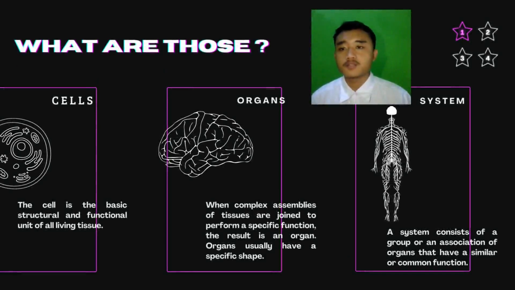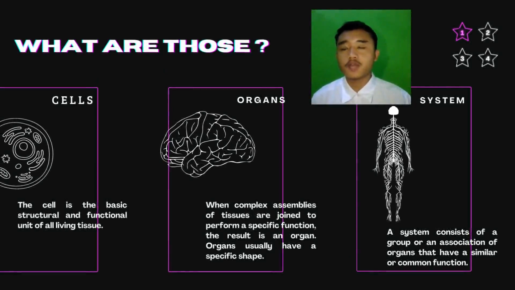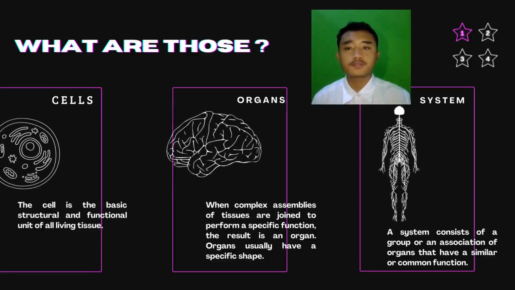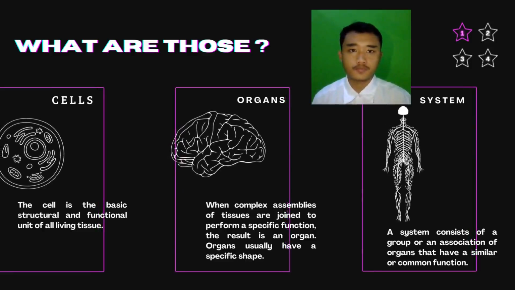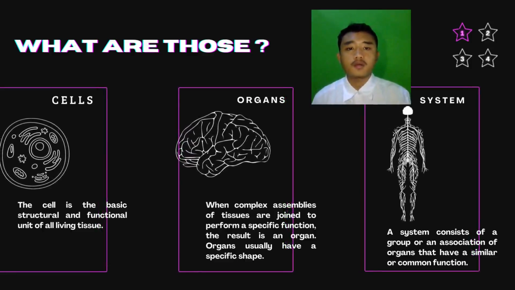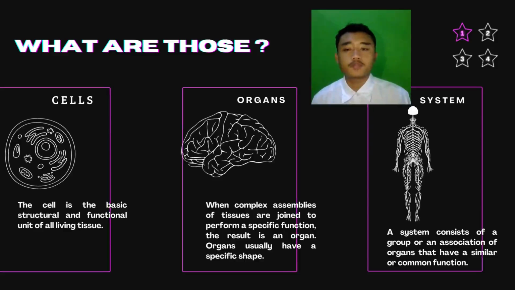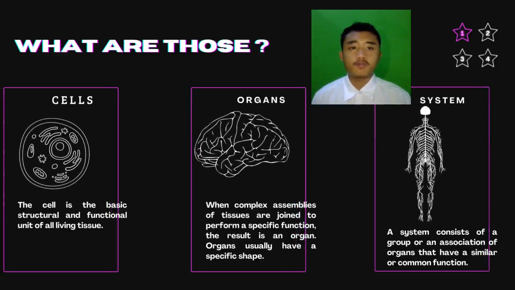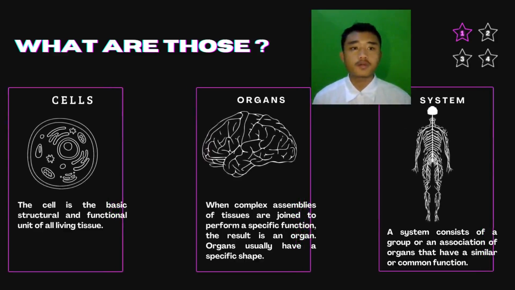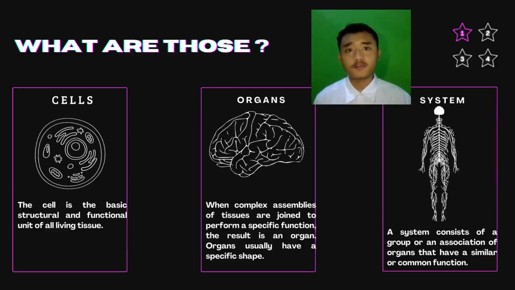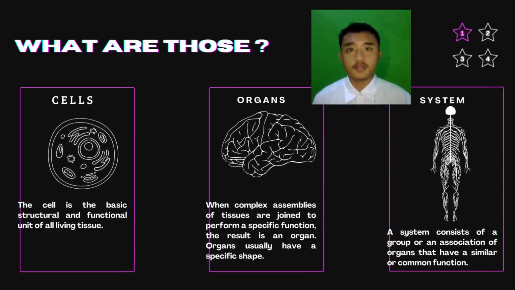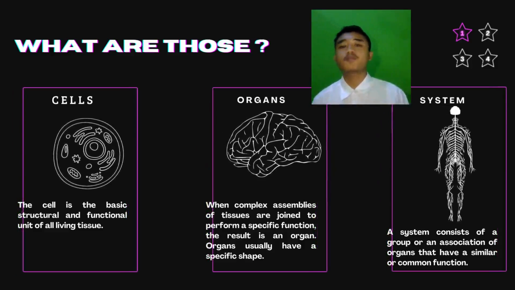What are cells? The cell is the basic structural and functional unit of all living tissue. More explanation: every single part of the body, whether muscle, bone, cartilage, fat, nerve, skin, or blood, is composed of cells.